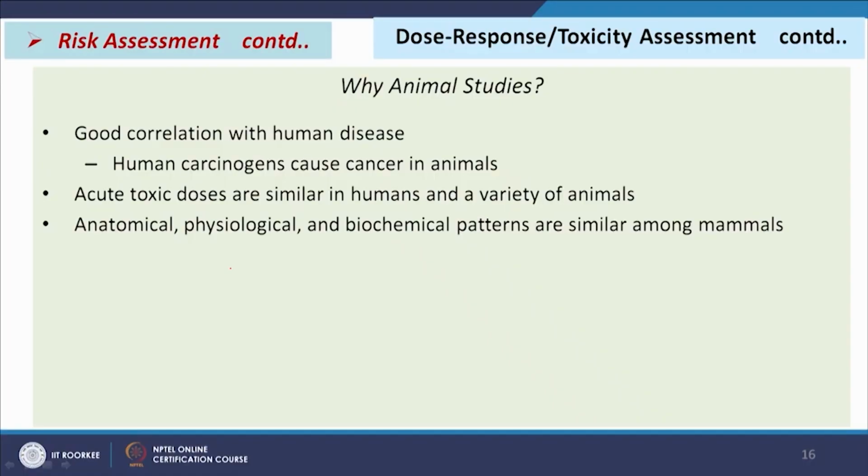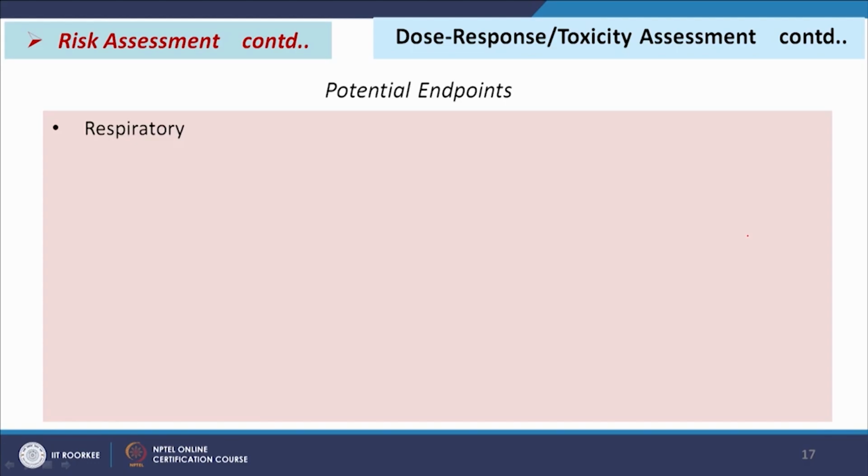Now, why are animal studies considered before administering the drug or the toxic element into the human body? Because there is good correlation with human disease: human carcinogens cause cancers in animals as well, and acute toxic doses are similar in humans and a variety of animals. Anatomical, physiological and biochemical patterns are similar among animals, accepted by the scientific community. So, that is why the animal studies are taken first.